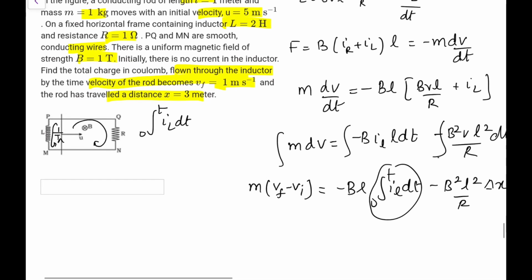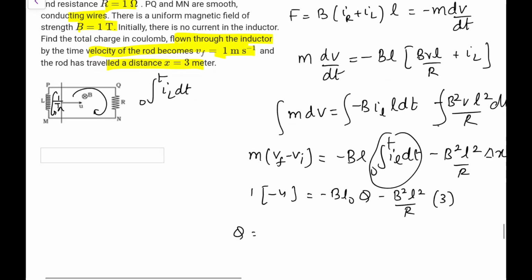So what we have: M into V final minus V initial, that is 5 to 1, that is minus 4. This is minus BL into Q minus B square L square by R, and delta x is 3. So the value of Q you can now find out.